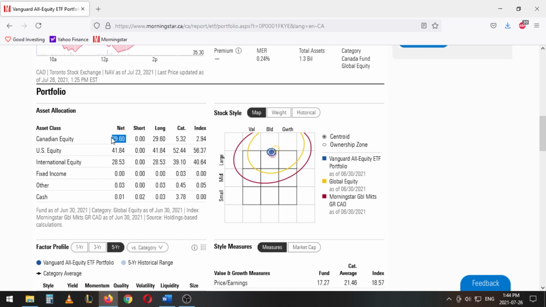I can see the breakdown between Canada, US, and the rest of the world. So this one is pretty heavy when it comes to Canada. From there, this chart is pretty cool. This shows us sort of a little map here.